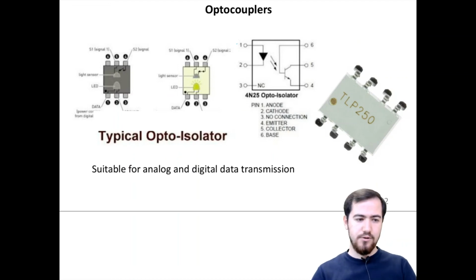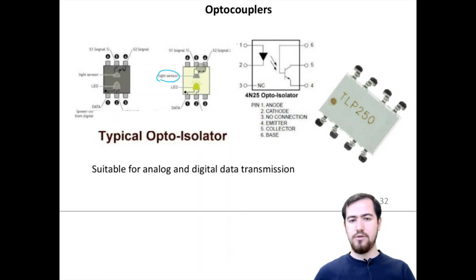Okay, another widely used isolation type is the optocouplers, which transfer the data with light. The LED connected to the primary side illuminates the inside of the package, and the light sensor detects this information, so it provides an output current based on the strength of the illumination of this LED. So it is suitable for carrying analog or digital data from one side to another side.